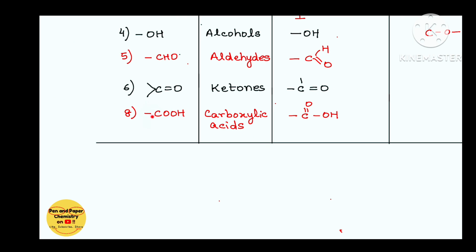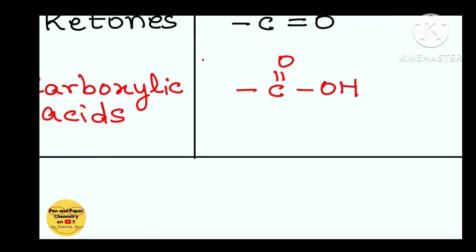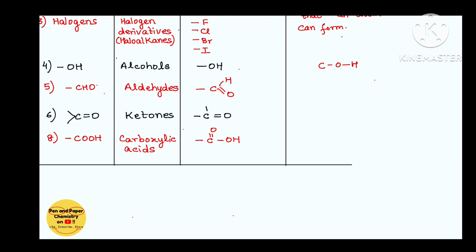Look at carboxylic acid, COOH. C double bond O, single bond OH. So how many free valencies do you see in the case of carboxylic acid? Yes, there is just one free valency.